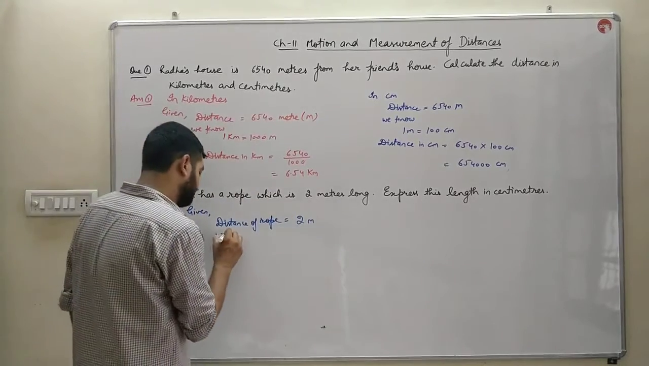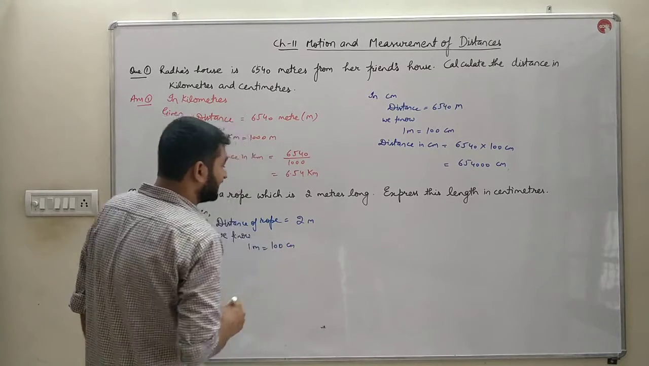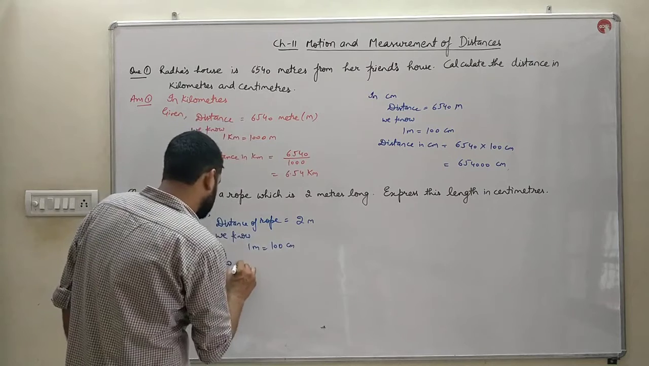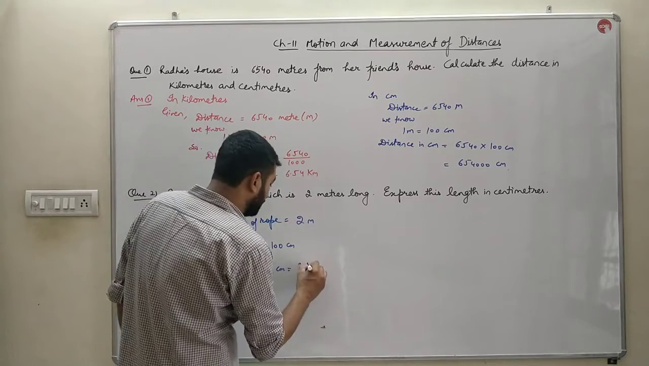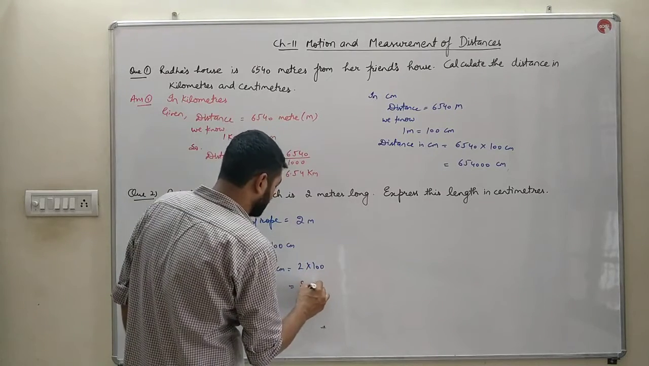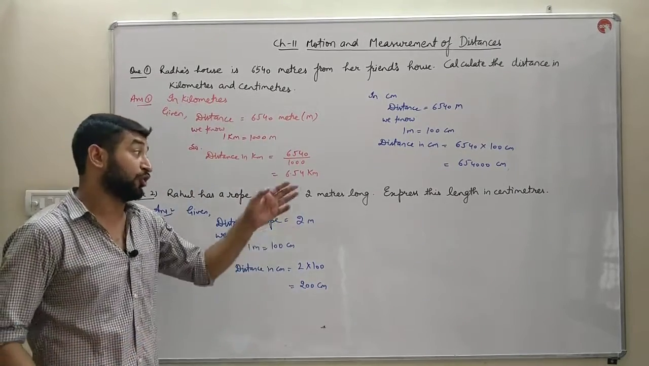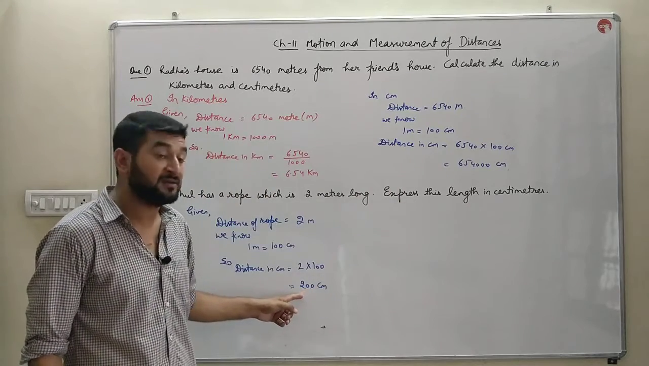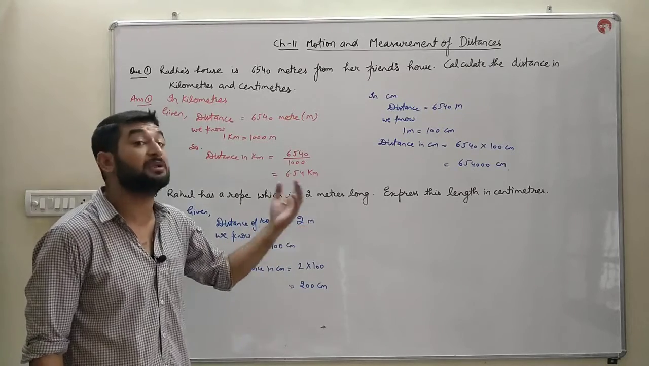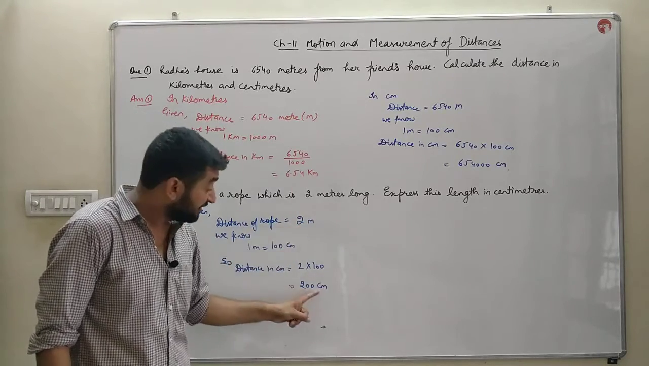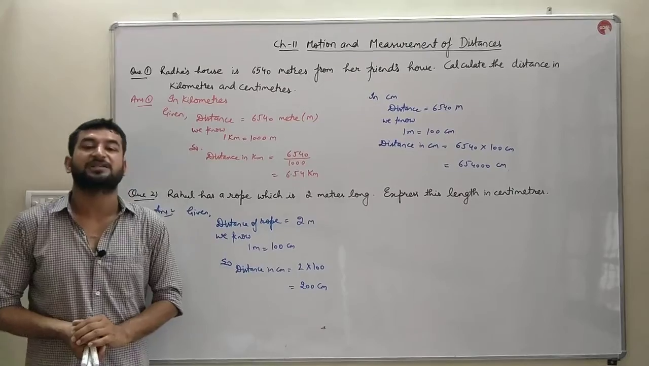We know that 1 meter is equal to 100 centimeters. So the length of the rope in centimeters will be 2 m multiplied by 100 cm, which is equal to 200 cm. If it also asks to convert into millimeters, then multiply it either with 10 or directly multiply 2 with 1000, as 1 meter has 1000 millimeters, and 1 centimeter has 10 millimeters, so multiply this with 10, and we get millimeters. So that's how unit conversion is done.